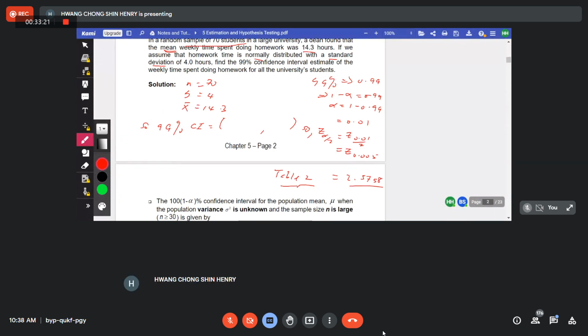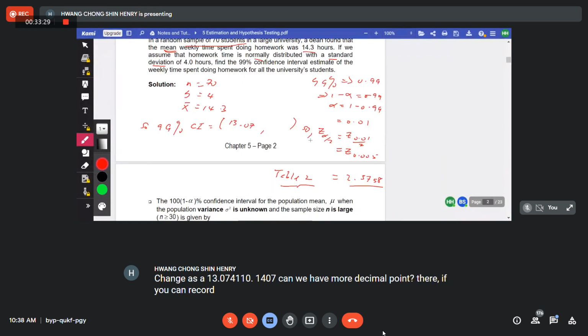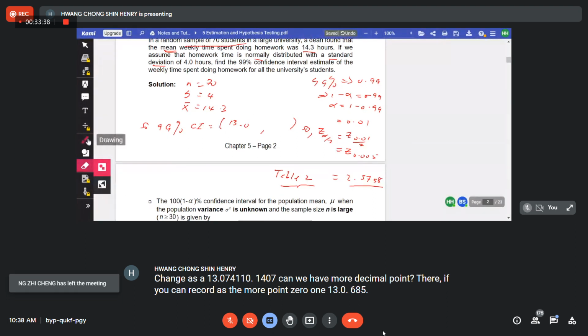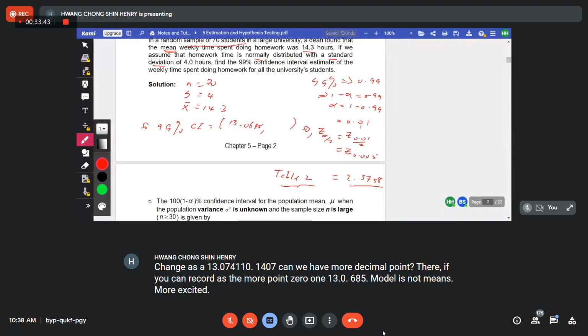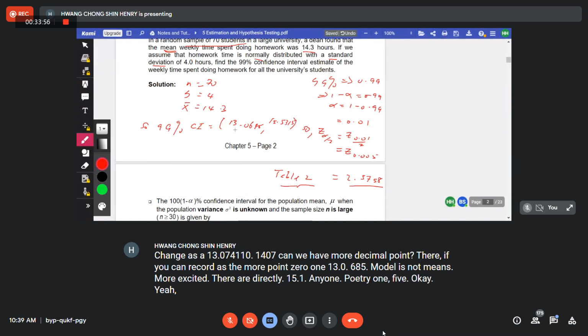Sorry, 13.07, Go Boon Chen. 13.07. Can we have more decimal point? Aaron, if you can, write 4 decimal point. 13.0685. More decimal point means more accurate, 685. The right boundary, 15.1. Anyone? 5315. Okay. See, right hand side always more than left hand side because plus, this one minus.